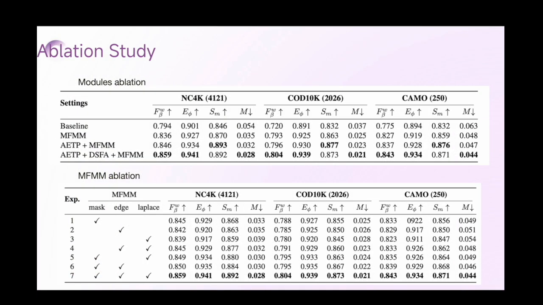To verify that each part of our design was contributing, we conducted a thorough ablation study. We started with a simple baseline, and then incrementally added each of our proposed modules. The results were very clear. Each component, MFM, AETP, and DSFA, provides a significant and cumulative boost in performance. This confirmed for us that all three modules are essential and work together synergistically to achieve our final results. In addition, we also conducted ablation studies on the individual components of the MFM module, with the results shown in the figure below.